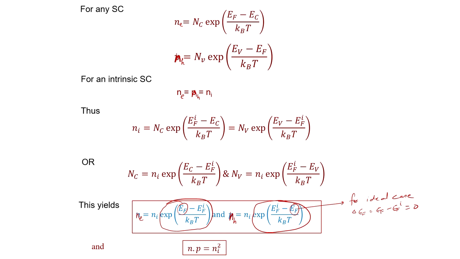One thing which we also have to remember is that since Ne is equal to Nh is equal to Ni, N dot P is equal to Ni square. The product of electron and hole concentration, Ne dot Nh, must be equal to Ni square. This is true in case of any semiconductor, no matter whether it is a pure semiconductor or an impure semiconductor.